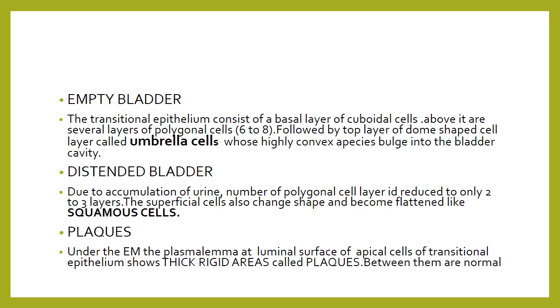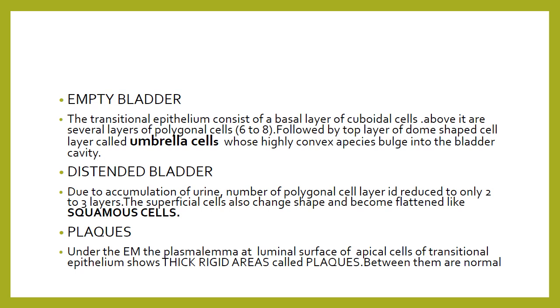Now when the bladder is full of urine, there is a change in the transitional epithelium. The basal layer, however, remains the same, which is a single layer of cuboidal cells, but the layers of the polygonal cells are reduced to only 2 to 3. The superficial cells also change their shape from the dome shape and become flattened, just like squamous cells.